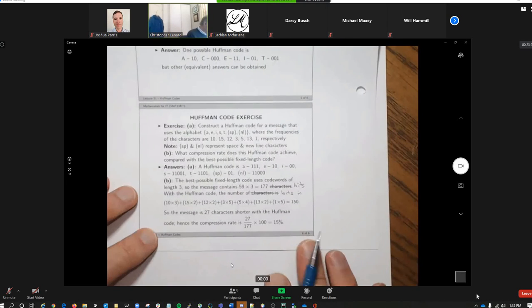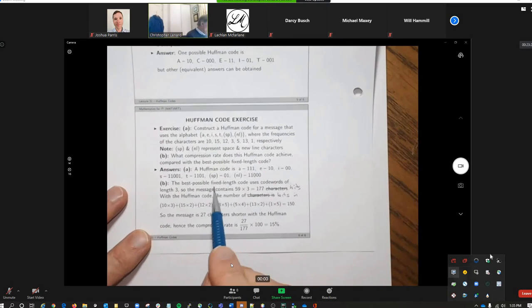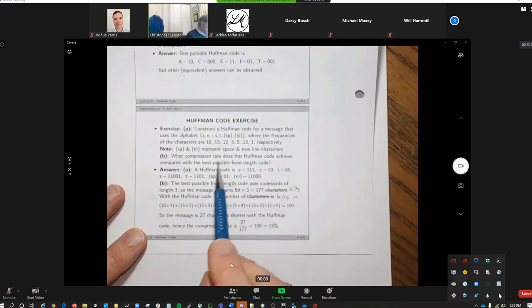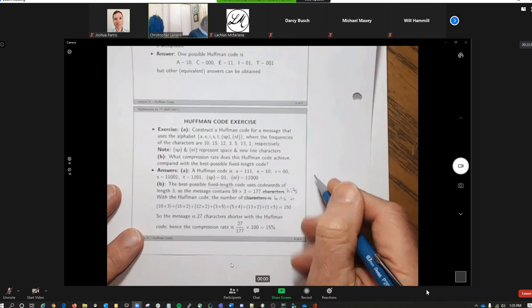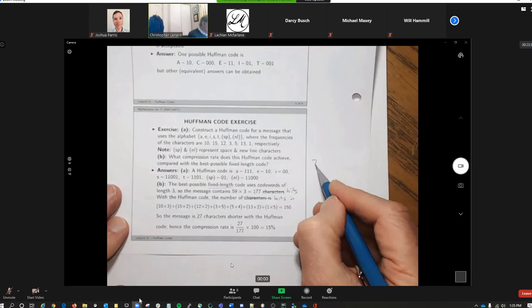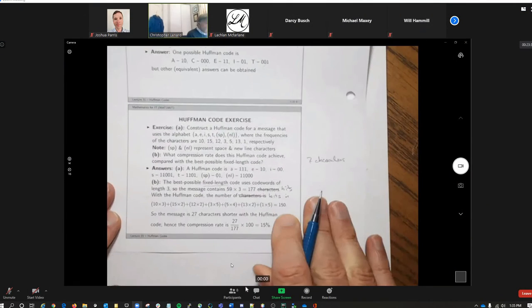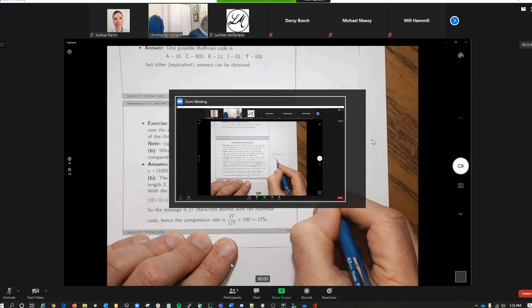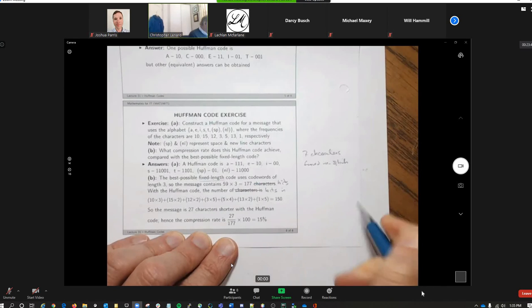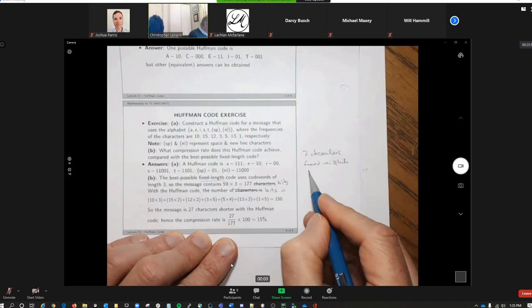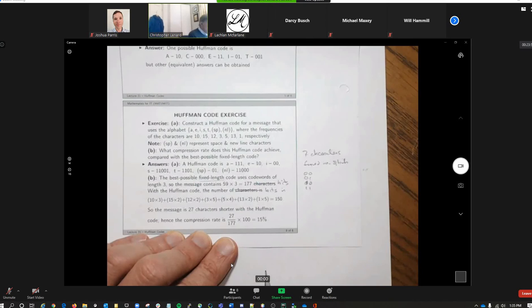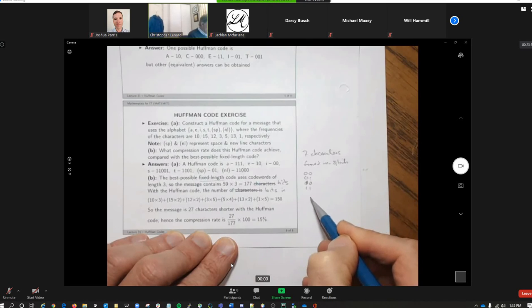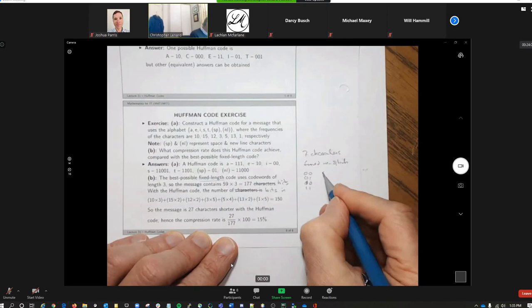Okay. Then finally, what's the best possible fixed length code? So we have 1, 2, 3, 4, 5, 6, 7 characters. So 7 characters. What's the shortest number of bits if we're going to have fixed length? Okay. Well, we can't have 2 bits, because 2 bits for each character means we can only have 4 characters. So in the end, we need 3 bits.